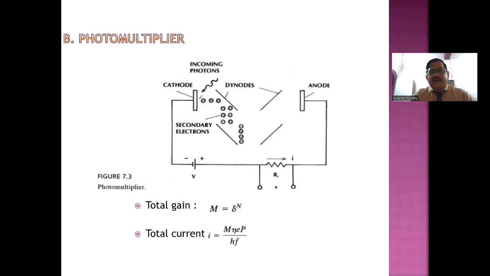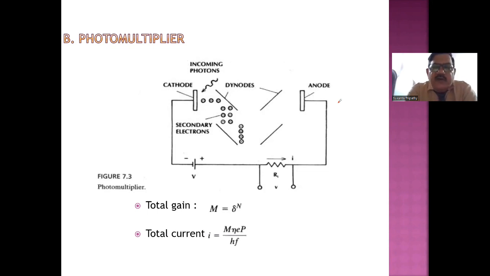Therefore, when the electrons collide with the different electrodes, the number of electrons ejected keeps increasing, and finally, when they come out here, the number of electrons will be much more than the number of electrons ejected from this cathode. And therefore, you can increase the current, because now you have increased the number of electrons, and it can be easily measured in this external circuit. So this is the purpose for which the photomultiplier was proposed or invented.